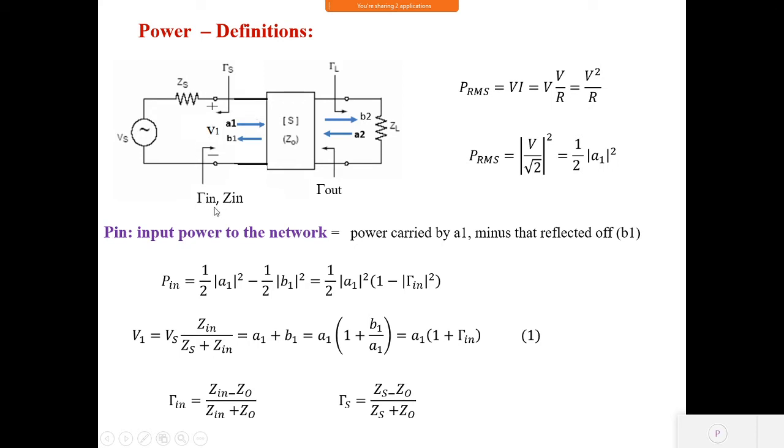That reflection, how much is the reflection, that we can calculate. That is tau in here. Tau in is equal to Zn minus Zn divided by Zn plus Zn. That is similar to the load reflection. Like this, if we calculate a reflection coefficient here, that is Zn minus Z0 divided by Zn plus Z0.